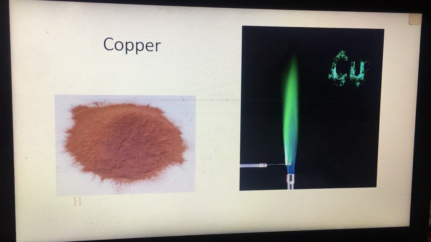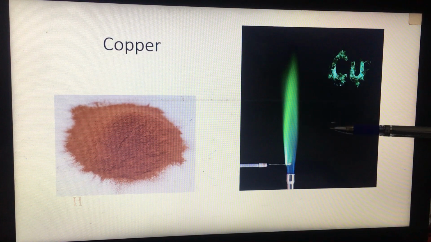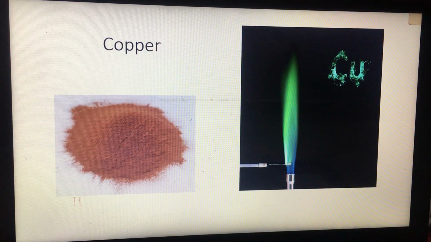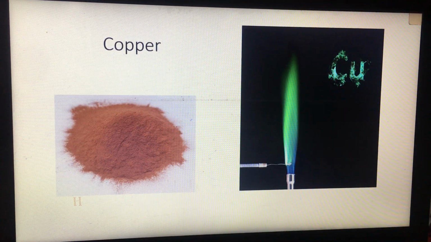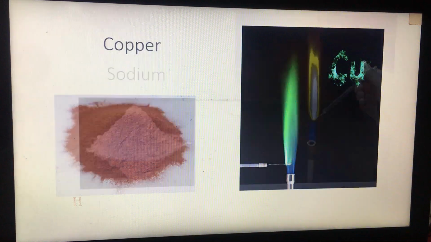The third metal is copper, and copper has a blue-green flame. So this is the flame of copper. When we heat copper, this color will appear. This flame would appear, which is blue-green.